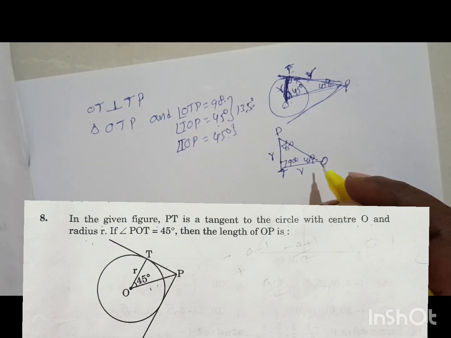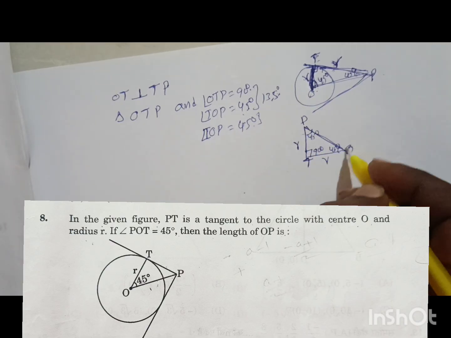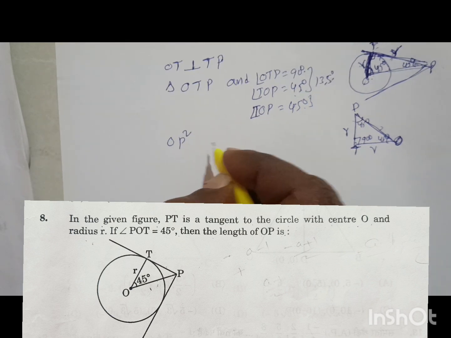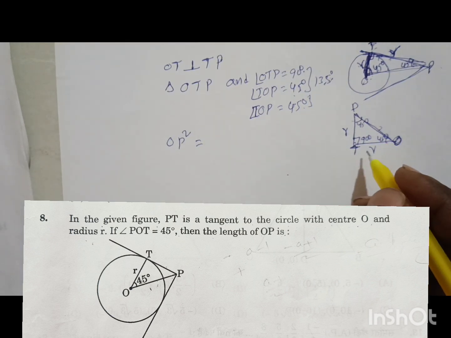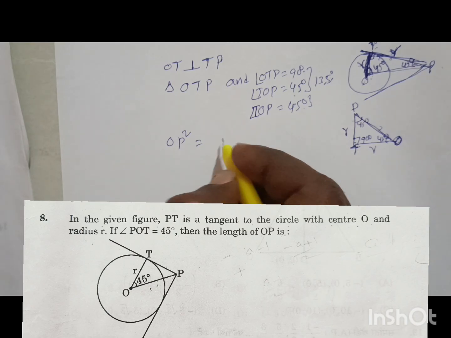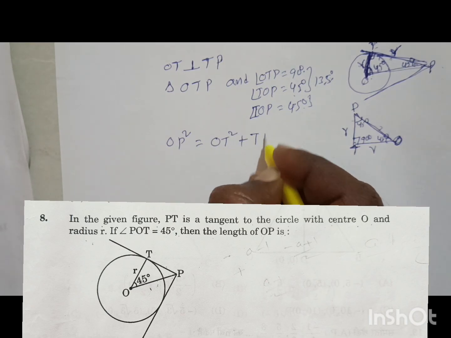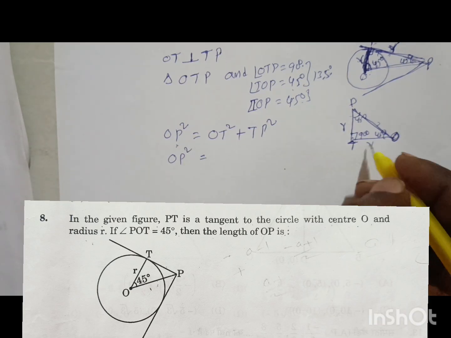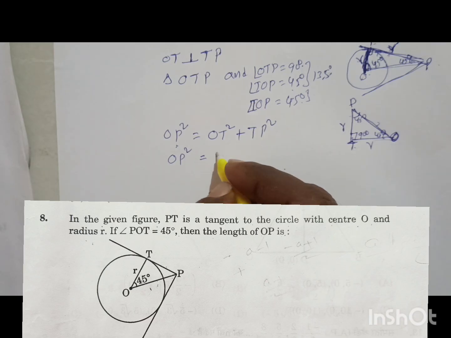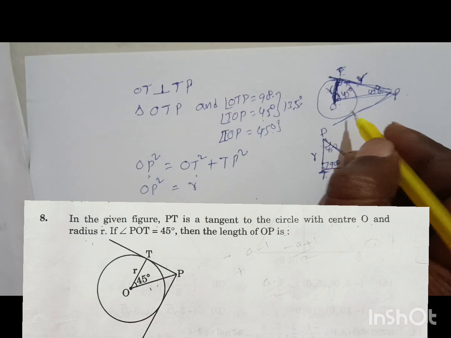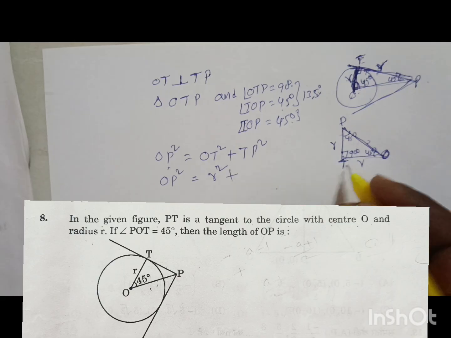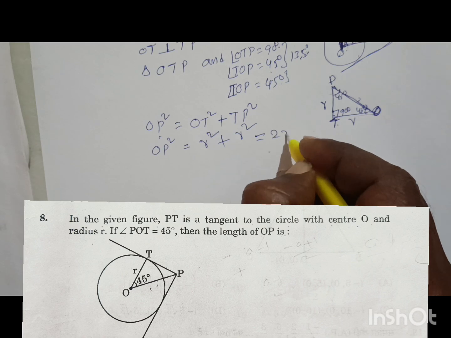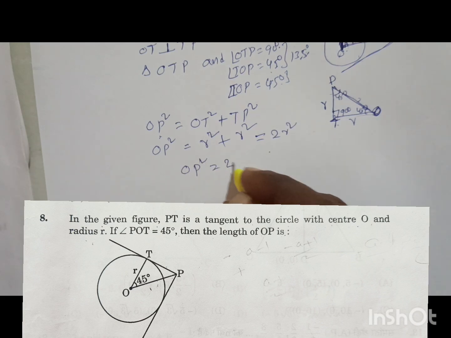Now apply the Pythagoras theorem. The hypotenuse OP, opposite the right angle: OP square equals the sum of the squares of the other two sides, that means OT square plus TP square. Here the OT length equals R from the given diagram, so R square, and TP equals R, so R square. Therefore, OP square equals R square plus R square, which is 2R square.